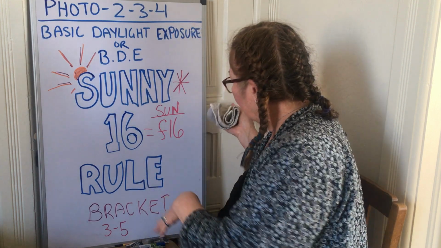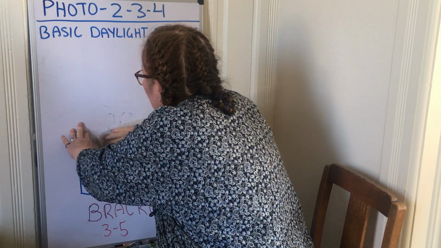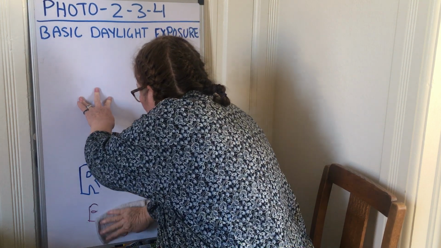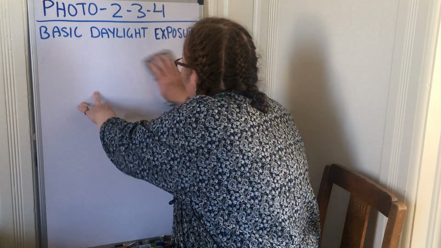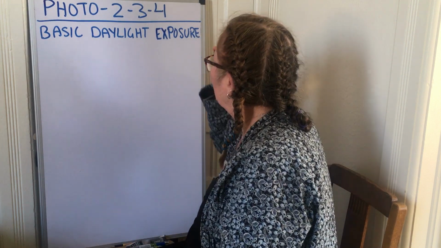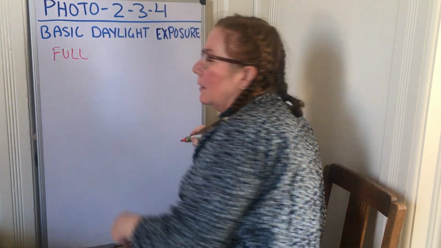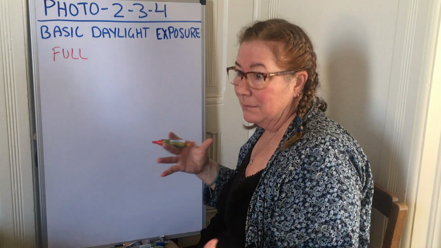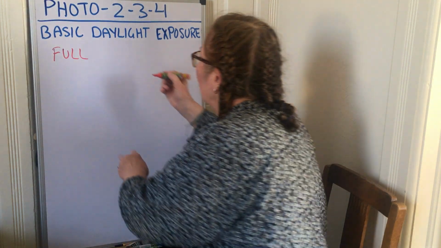Okay, so I'm going to erase this so we have some room to write. So the sunny 16 rule is basic daylight exposure. That's what it is. But for me, it's a lot easier to remember the sunny 16 because of the name. You need sun, and you're going to start at f16. So the sunny 16 rule, you want full sun. A full sunny day, right? It's not a cloudy day, it's a sunny day where the sun is hitting the ground, and where you cast a shadow, right? That's full sun.